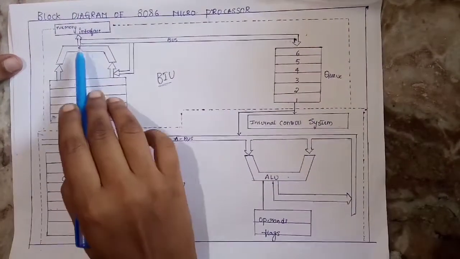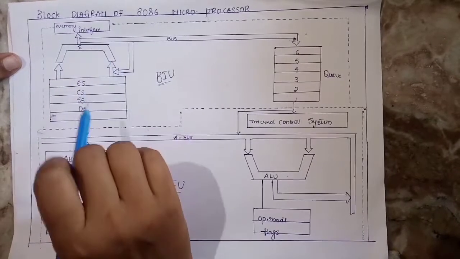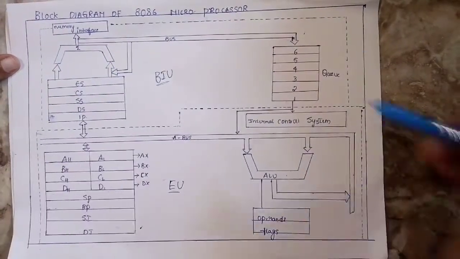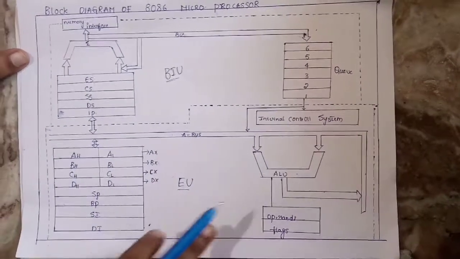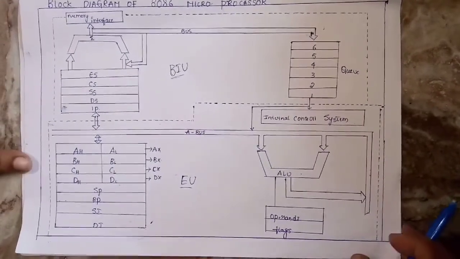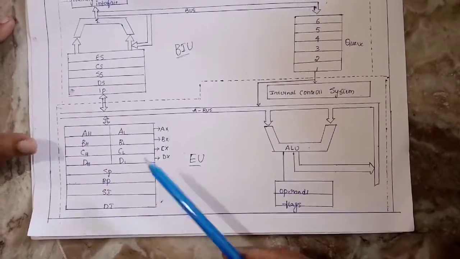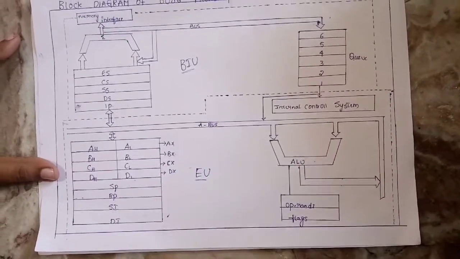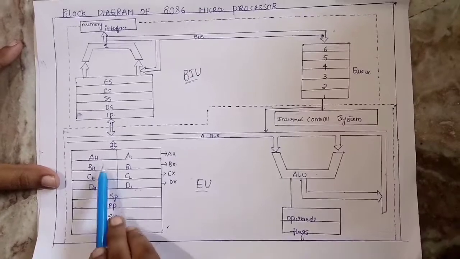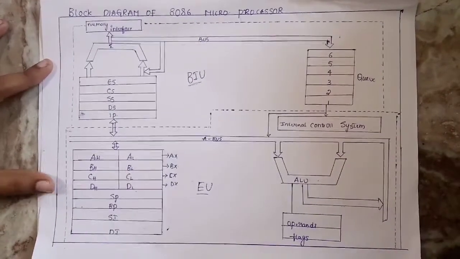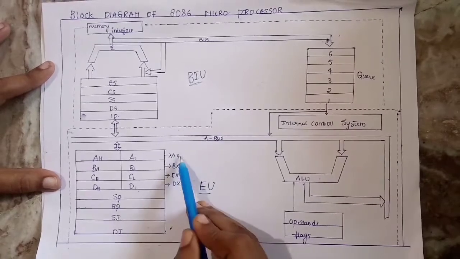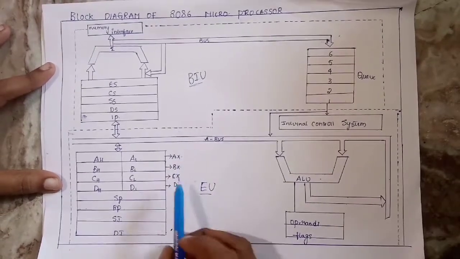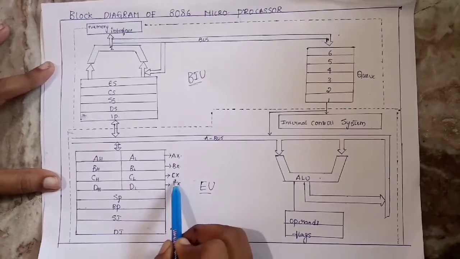When the 20-bit physical address is generated, the prefetched instruction is stored in the queue. Another part is the execution unit. In this execution unit, we have four general purpose registers. These are formed by two 8-bit registers, and the full register is 16-bit: AX. AX is also called the accumulator, and then BX, CX, and DX.